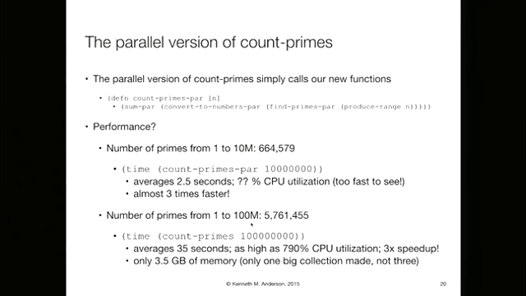The number of primes from 1 to 100 million took about 35 seconds. I saw as high as 790% CPU utilization. This machine has 8 cores, and when you have compute-bound processes, you want basically one thread per core. So it was basically maxing out all cores, and ended up being 3 times faster.